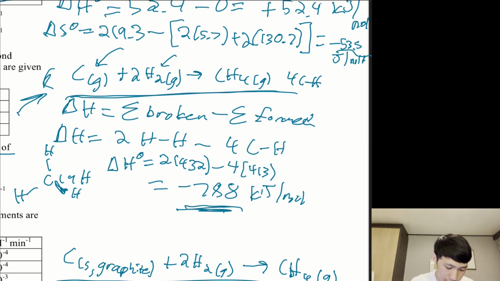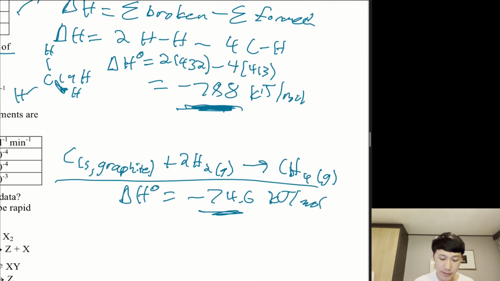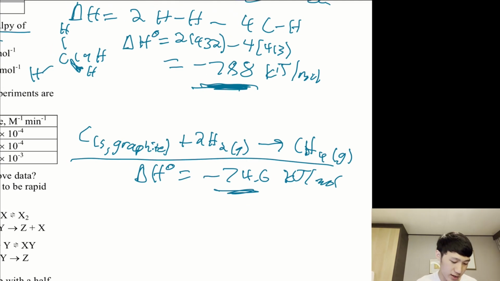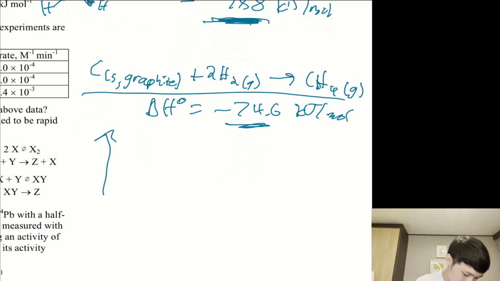When you think about it, this reaction and this reaction up here are very, very similar. But this one releases so much more energy. Reaction 1 releases 788 kilojoules per mole, and reaction 2 only releases 74.6 kilojoules per mole. Why is there such a big difference? Let's draw an energy diagram. Increasing energy going upwards. We have the reaction 1 reactants, and the reaction 2 reactants.